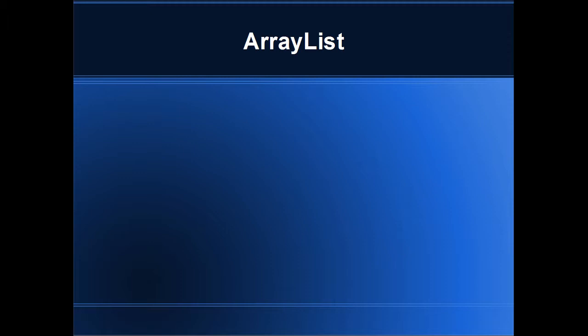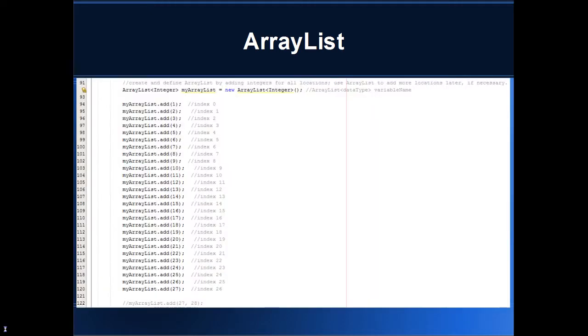Array list is a dynamic sized array that can change how many entries it has. You can add or remove entries from it. However, they can only contain object entries. We don't have any array lists, but here's an example of what one might look like. This one has 27 entries in it, but if you wanted to add more to it, you could easily do that.